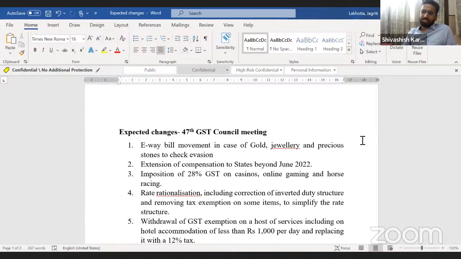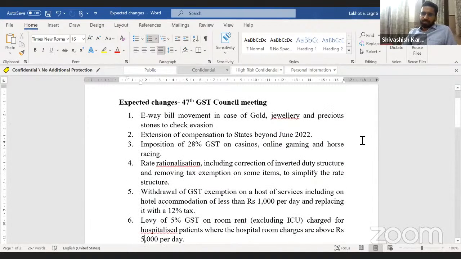So extension of GST compensation cess has already been notified till March 2026. It is going to be a post facto ratification by the GST Council, because the notification has already been introduced. Next, imposition of 28% GST on casino, online gaming, and horse racing. Currently, there is no specific entry dealing with these cases.